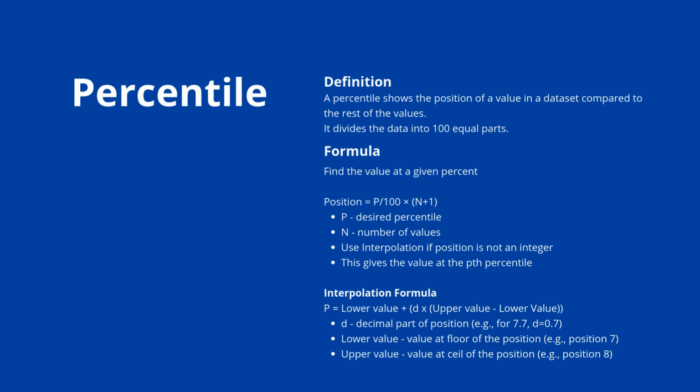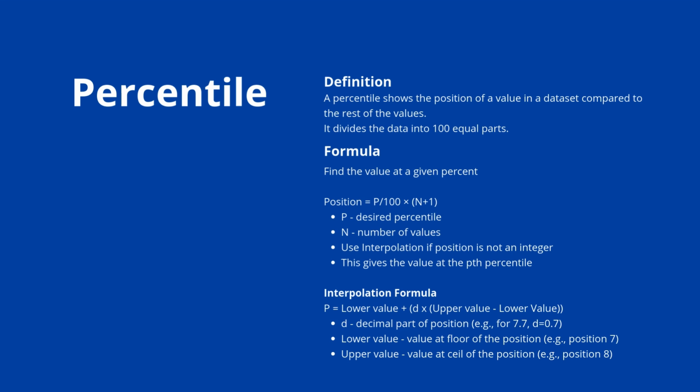So here is the interpolation formula: P equals lower value plus d times (upper value minus lower value). d is the decimal part of the position. Suppose, for example, the position value is 7.7, then we consider d equal to 0.7, the value after the decimal point. Lower value is the value at the floor of the position, and upper value is the value at the ceiling of the position.